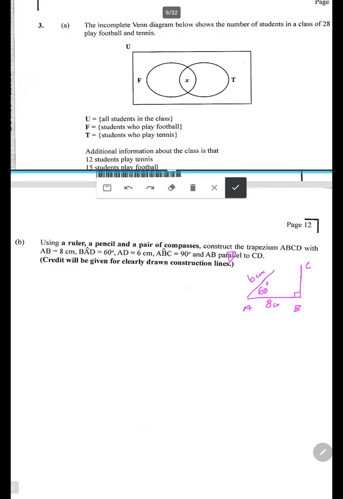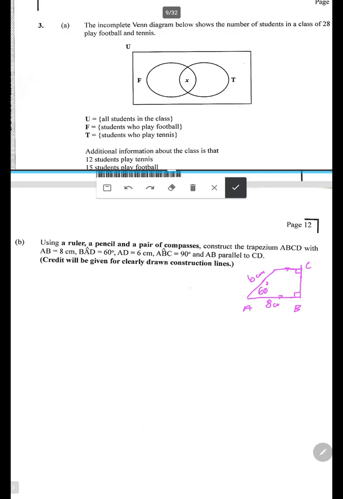And then they said that AD is parallel to AB. Right? No, AB is parallel to CD. So it means that these two lines are parallel. So this angle here is 90 as well. Basically, that's what you're constructing.